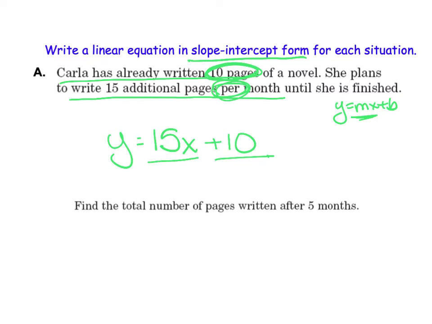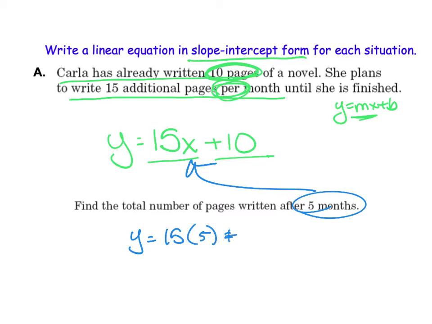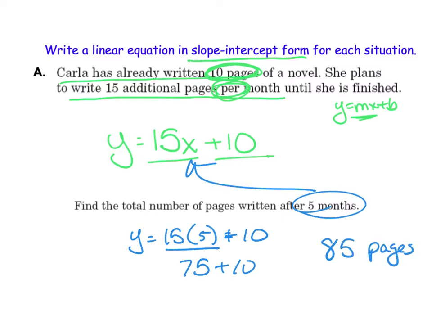The second question you're going to have on your homework as well, but you need to find the total number of pages written after 5 months. The 5 months goes in for the x. So y equals 15 times 5 plus 10, not equals, plus 10. 15 times 5, I believe, is 75, plus 10. She wrote 85 pages. We're not graphing it. We are just writing the equation. Sorry, not solving it.